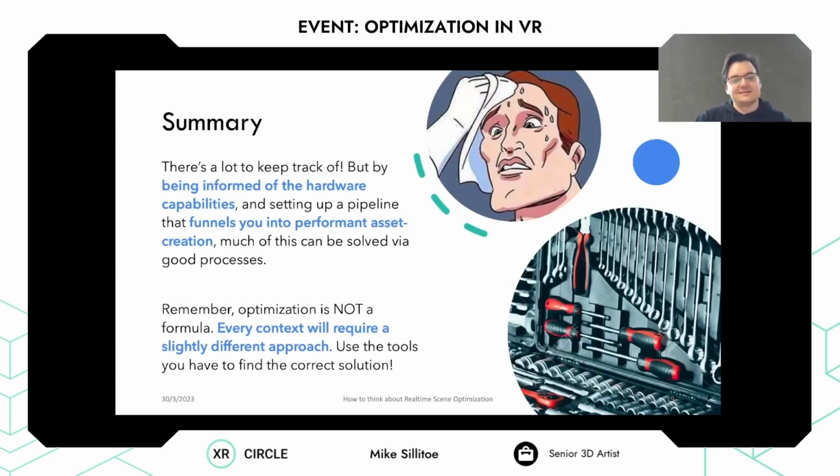So in summary, there's a lot to keep track of, but by being informed of the hardware capabilities and setting up a pipeline that funnels you into performant asset creation, much of this can be solved via good processes. Remember, optimization is not a formula. Every context will require a slightly different approach, and use the tools you have to find the correct solution.